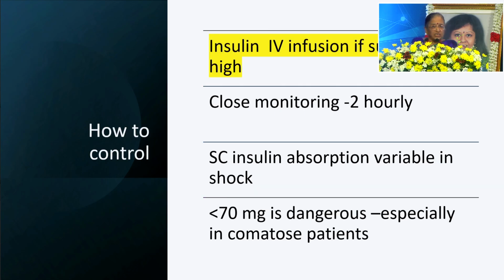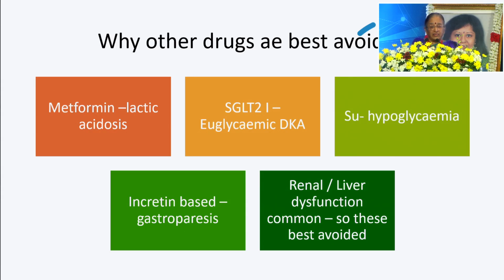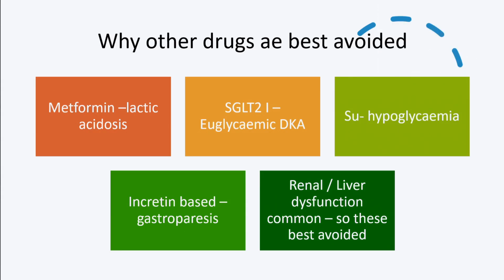Insulin infusion is better to give if the sugars are high. Close monitoring is important. Never rely on subcutaneous insulin in the presence of shock. Absorption is variable, and if you have a hypoglycemia, it is dangerous in comatose patients. Better to do an arterial or venous puncture and not a capillary glucose in the presence of shock, because it may be falsely low. The other drugs that we are giving are best avoided for the various reasons that I have written here. I am not going to explain that.